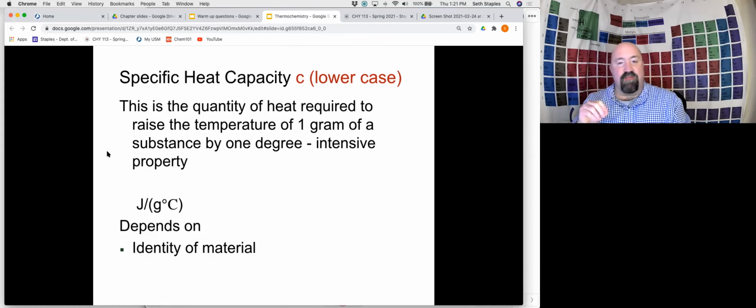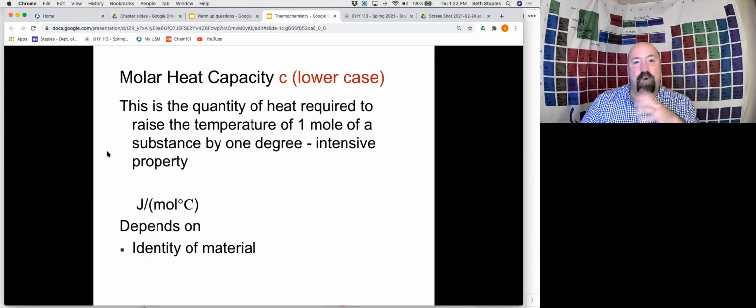This is the amount of heat required to raise the temperature of 1 gram of the substance by 1 degree. So now this is an intensive property. It's not going to matter how much of it that we have. The units are joules per gram degree C, and it only will depend on what the identity of the material is. Every different substance will have a different specific heat.